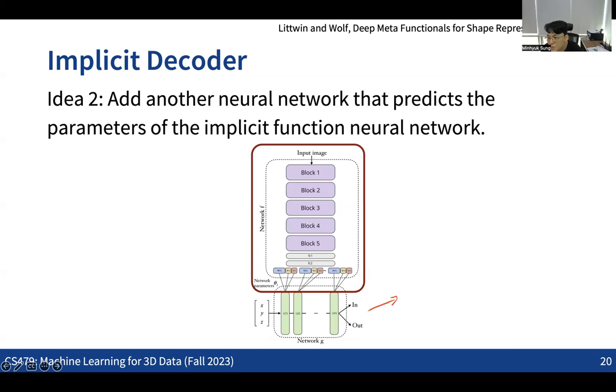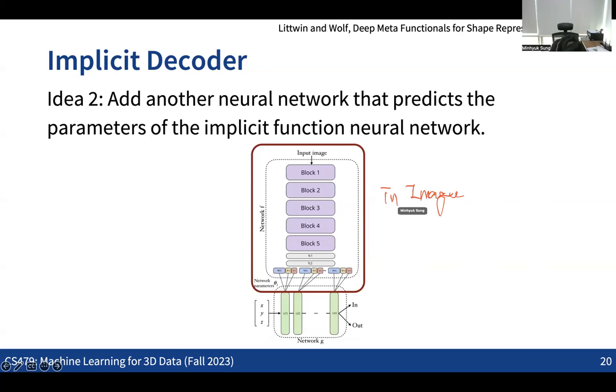Well, we can use the same reconstruction loss. So this will be the case where we have, for example, an image as the input and some kind of 3D shape as the output, right? Image in and 3D output, right?